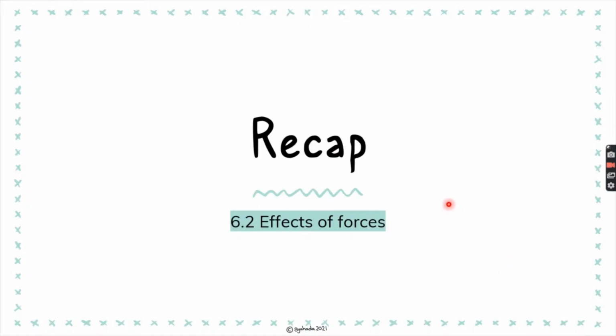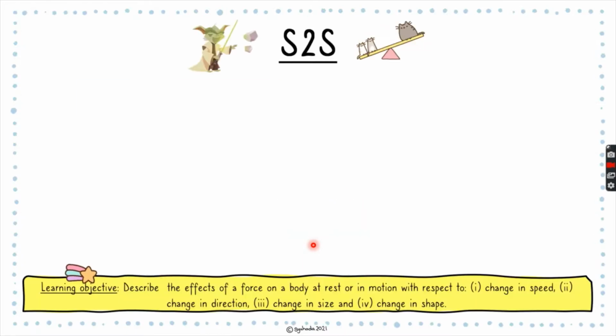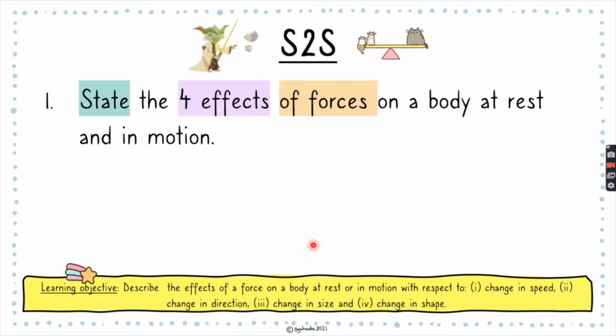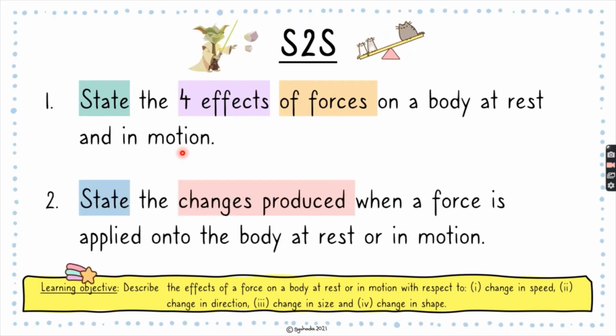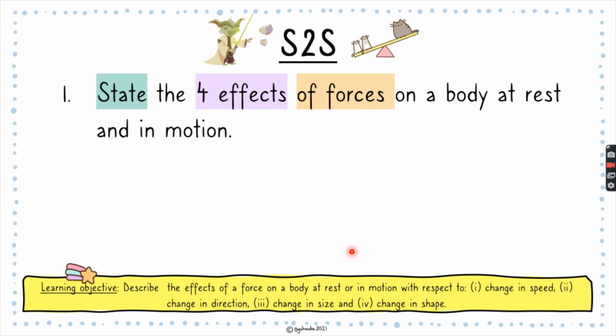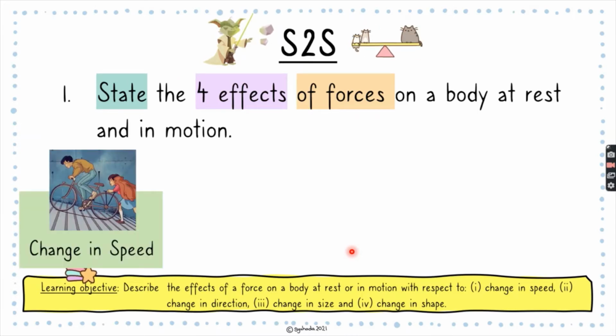Before we get into it, let's do a recap of our previous lesson, which was 6.2, effects of forces. So our step to success before was to state the 4 effects of forces on a body at rest and in motion. And secondly was to state the changes produced when a force is applied onto the body at rest or in motion. So what are the 4 effects of forces on a body at rest?